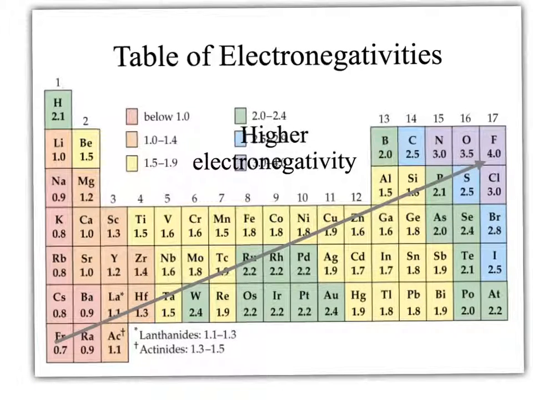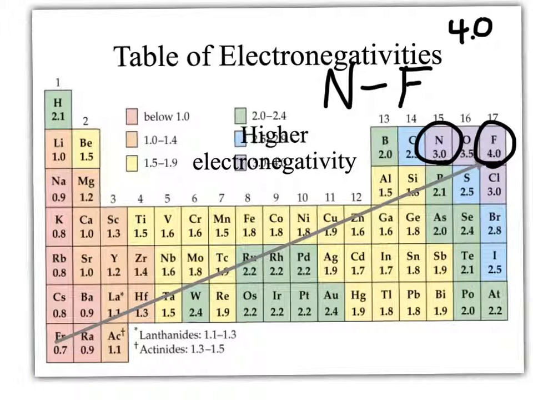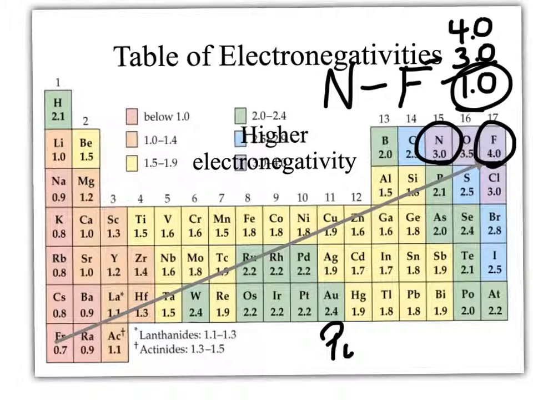So here's a sample. Let's say I wanted to know if the bond between nitrogen and, let's say, fluorine was polar. Well, fluorine is 4.0 and nitrogen is 3.0. If we subtract, we get an electronegativity difference of 1.0. And going back to the chart, you'll see that that would be a polar covalent bond.